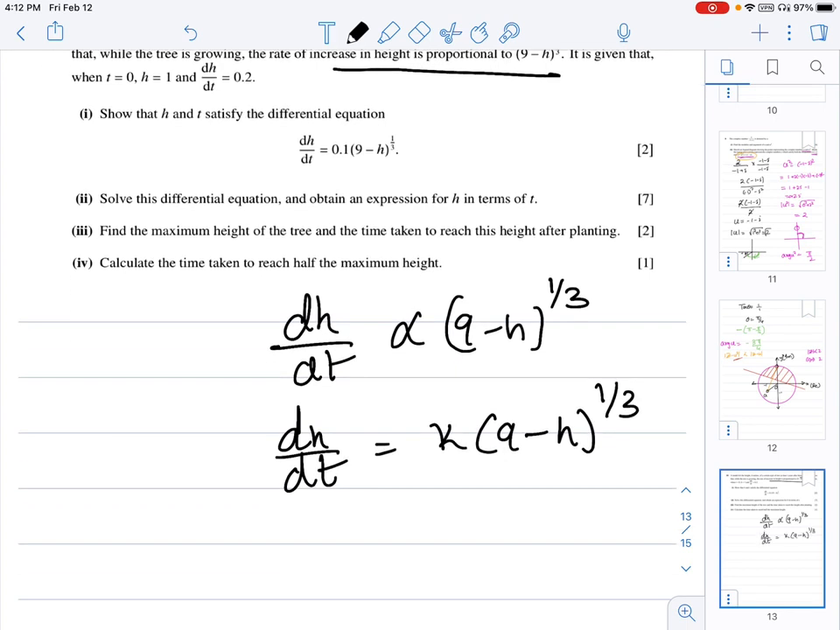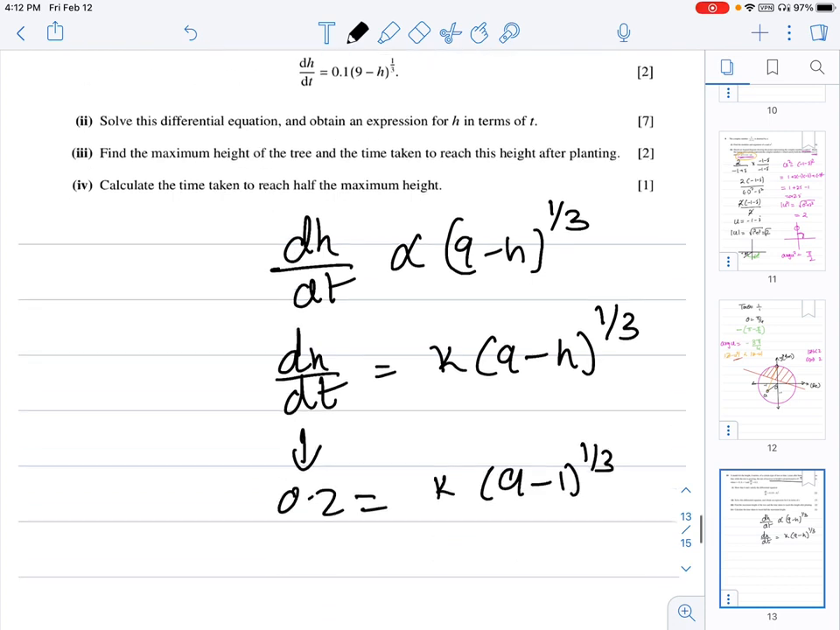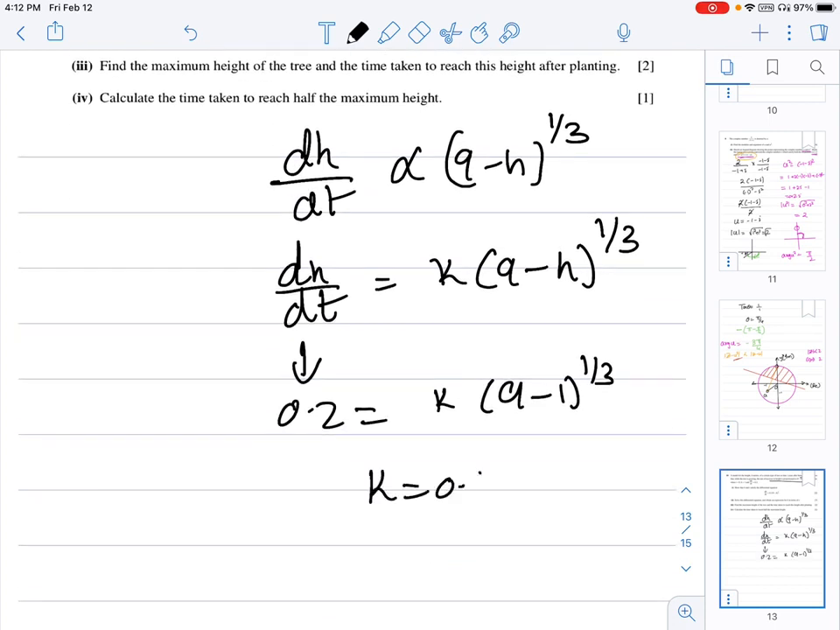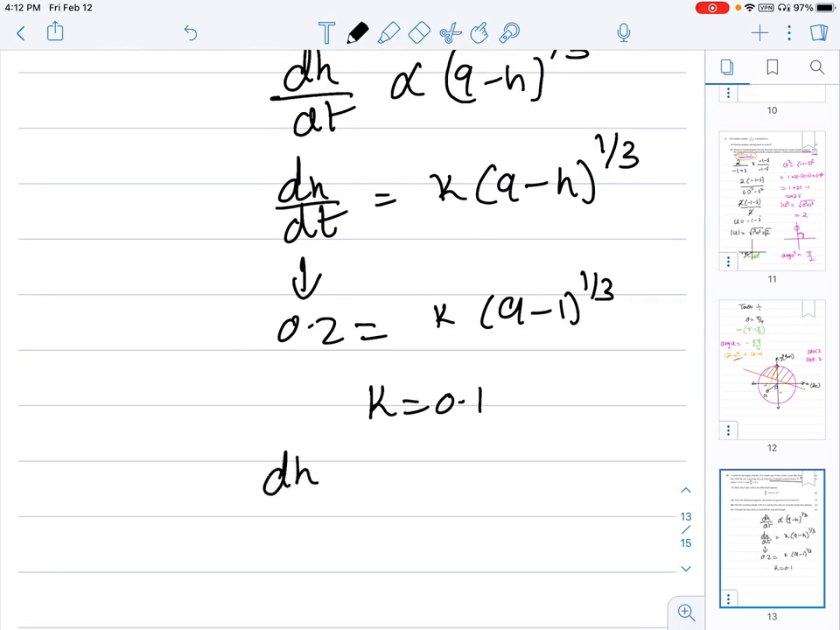Now at t equal to 0, h is equal to 1 and dh upon dt is 0.2. So 0.2 is equal to k times (9 minus 1) to the power 1 upon 3. From there I get the k value as 0.1. So my equation will become dh upon dt is equal to 0.1 times (9 minus h) to the power 1 upon 3.